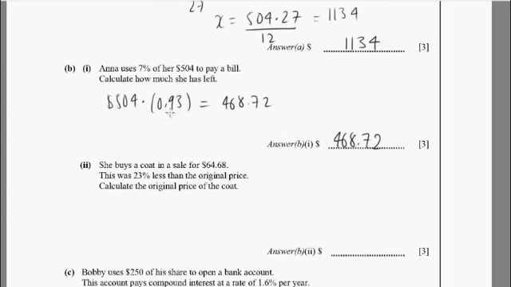And if you want to expand on it, this is how much she has left. If you want to know how much she has used, then it would be the same thing, except you would say 504 times 7%, which would work out to 35.28. And if everything is correct, these two should add up to equal 504. So this works out.